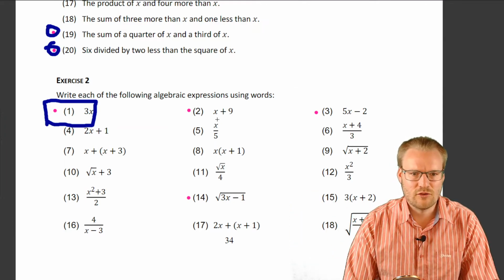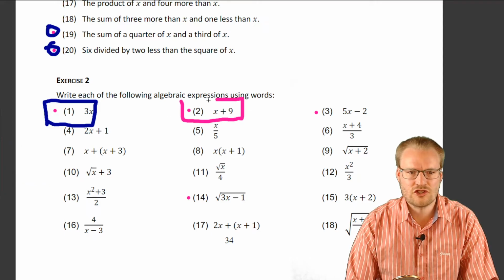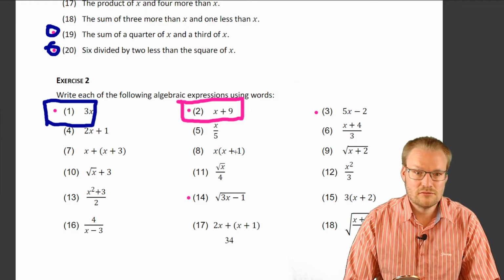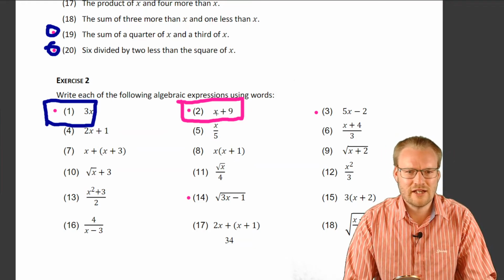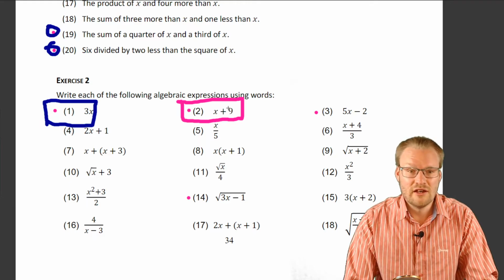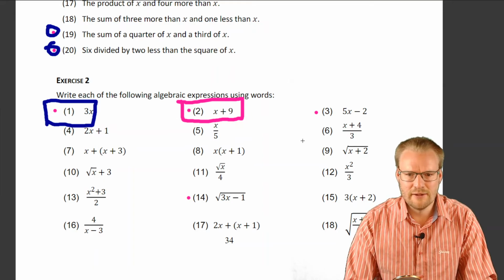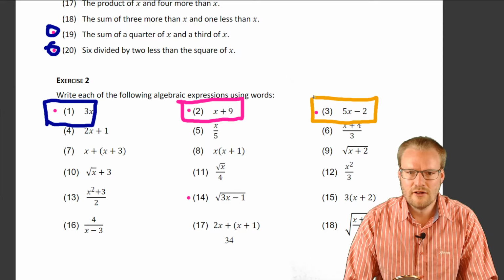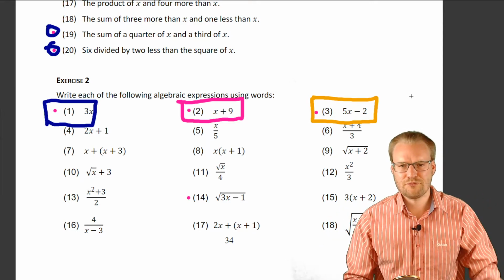Okay, what else have we got here? x plus 9. How would you describe what's going on there? I'd say we've taken a number and we've added 9. 9 more than a number. Okay, let's go for this third one here. 5x minus 2. How would you describe that in words?